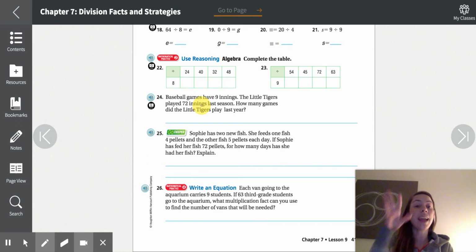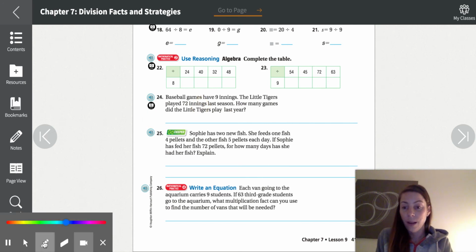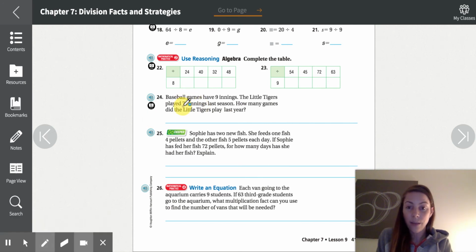How many games did they play? So remember, if there's 9 innings in one game and they played 72 innings, how many different games was that they played with their team? Okay, so I'm seeing the 72 is the total, 9 innings is in each game. So this is 72 divided by 9.